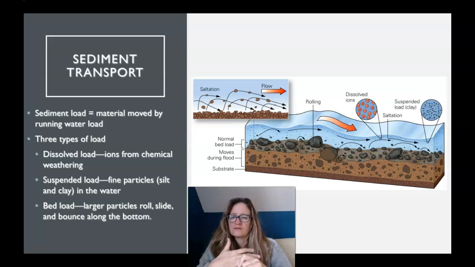The bed load is going to move along the channel floor. Sometimes it can bounce along. We term that saltation. So the bed load can be rolling or bouncing. The bouncing is the saltation.